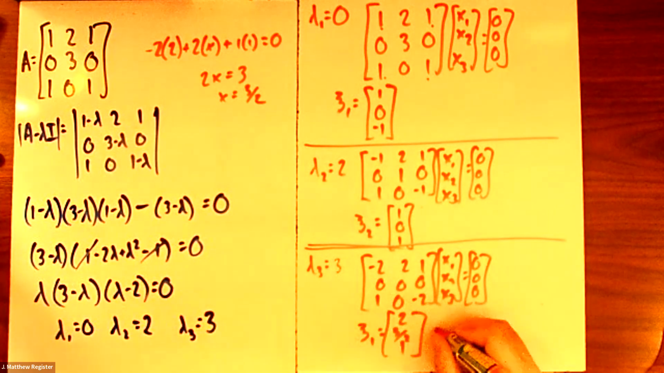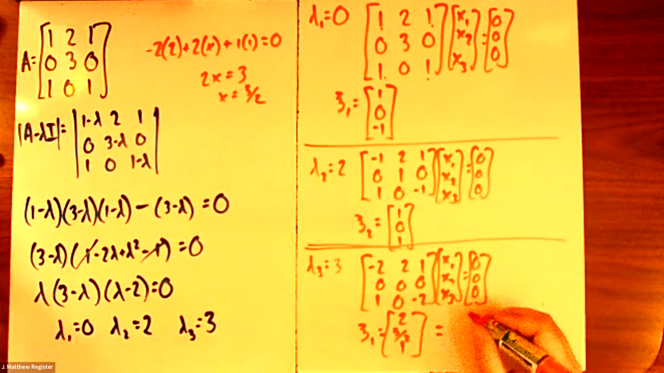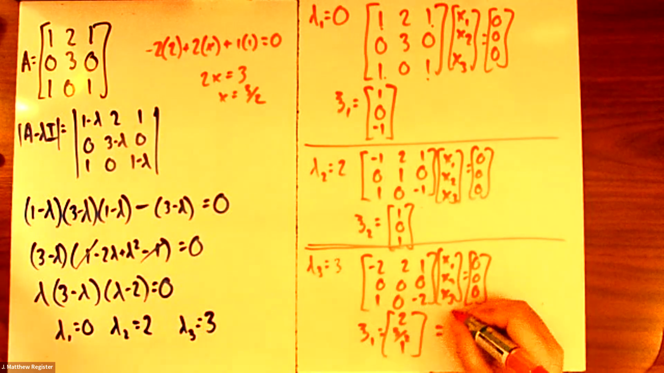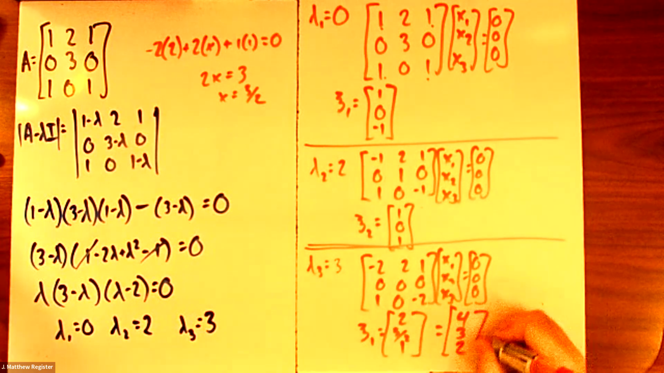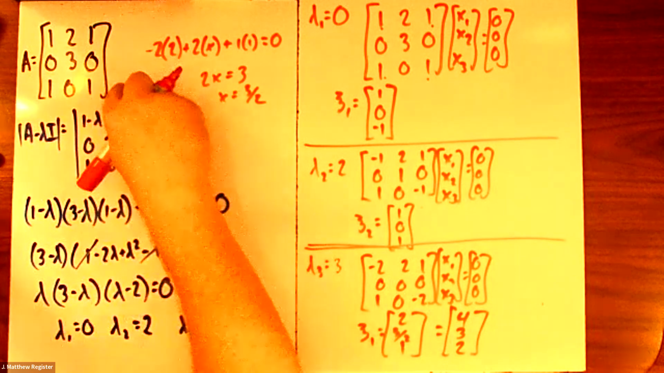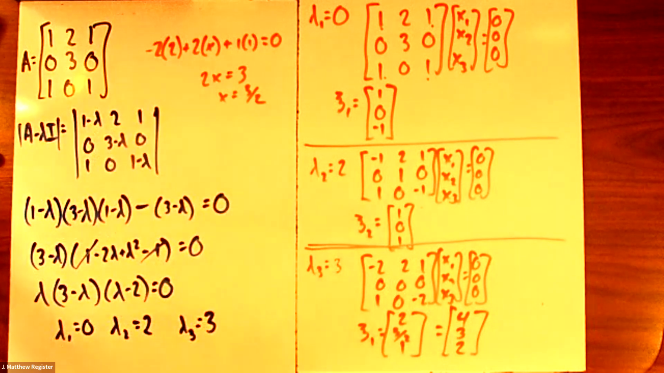If we wanted to write it without a fraction, we could multiply everything by 2, giving us 4, 3, 2. Fancy. And so that's a 3x3 system. And so we had a 3x3 matrix. We were able to find the 3 eigenvalues.